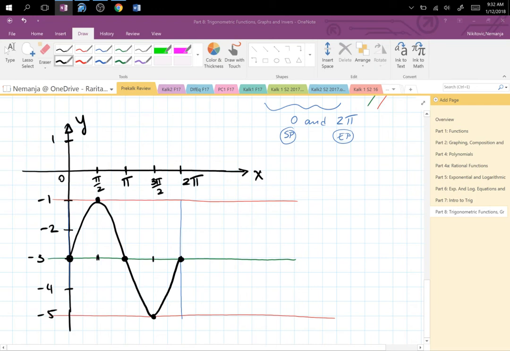We are responsible to label these 5 points. The first one is 0, -3, so we see that one. This one is pi over 2, -1. This one is pi and -3. This one is 3 pi over 2 and -5. And the last one is 2 pi and -3. And there we have it.